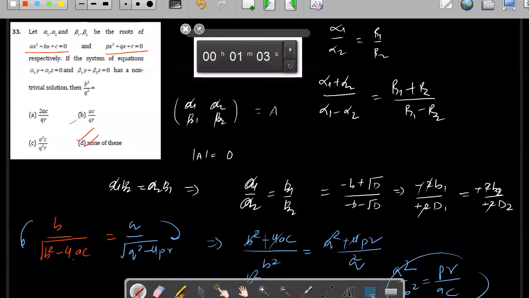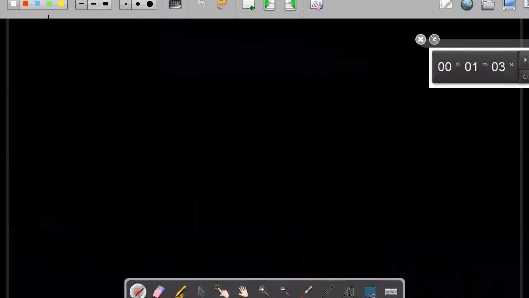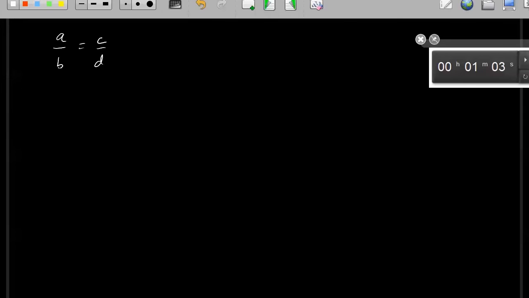Not familiar with componendo dividendo? Child, this is taught in nursery. See, if you have been given two ratios, a by b is equal to c by d, right? Remember componendo dividendo. So what is componendo dividendo?